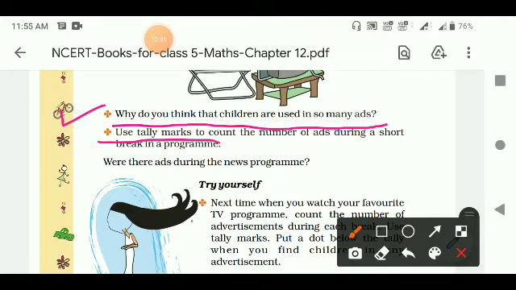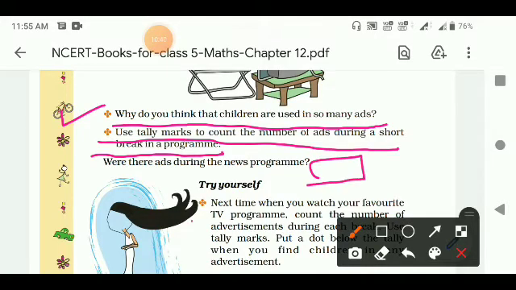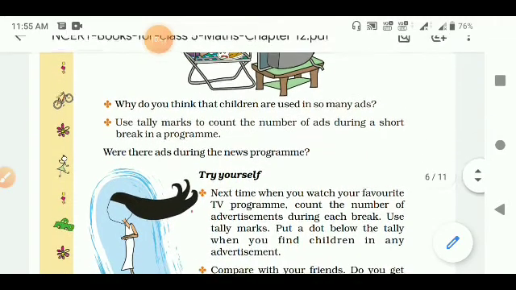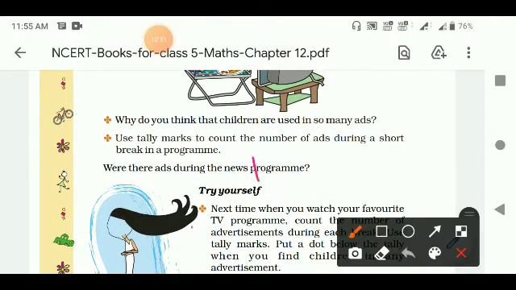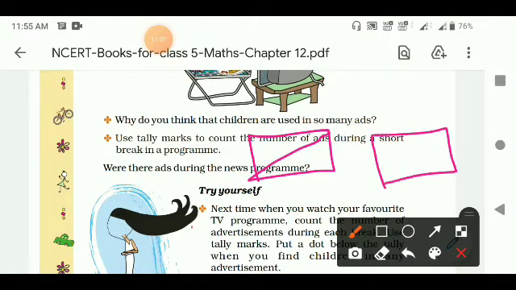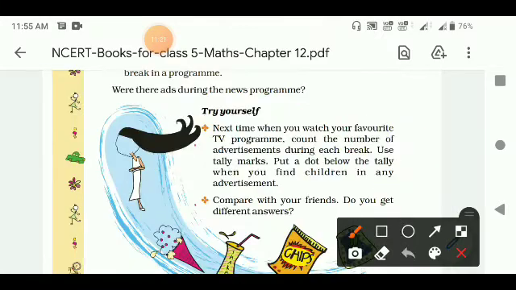Now use tally marks to count the number of ads during a short break in a program. So for myself I can say I have seen 10 ads. So I will put tally marks like this. This way you can use tally marks to count the number of ads during a short break in a program. Here the question is, were there ads during the news program? Yes, there were ads during the news program also.